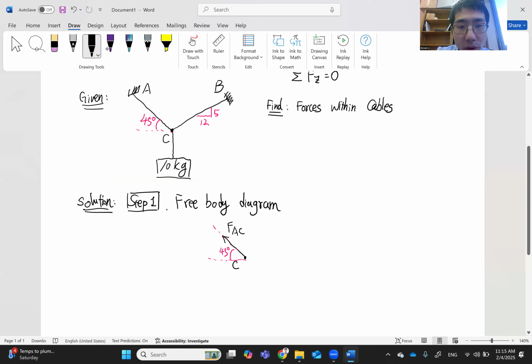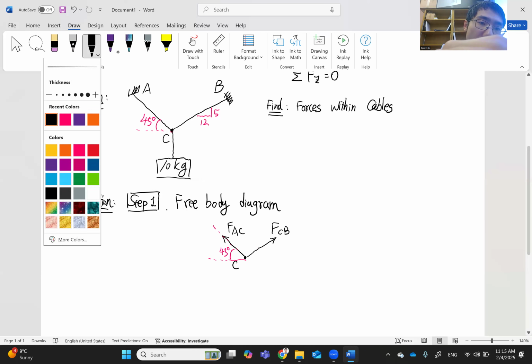And in addition to FAC here, what else do we have that used to connect to C? We have a cable CB, right? Similarly, we need to represent the effect of cable CB by what? By the tension force within cable CB, right? So we need to represent cable CB by the corresponding force. So here it is FCB.